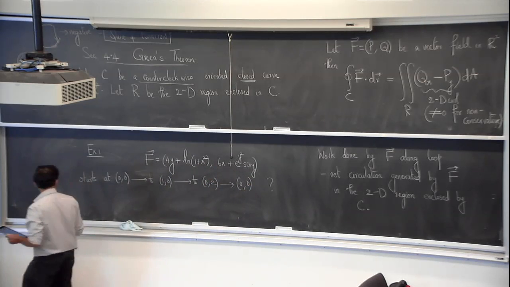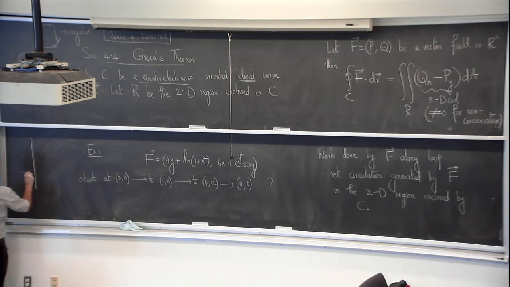So it starts at 0, 0. The picture is pretty simple. Starts at 0, 0 here, goes along a line to the point 1, 0, then to the point 0, 2, and back to the point 0, 0.